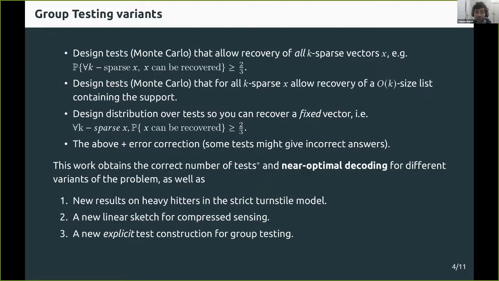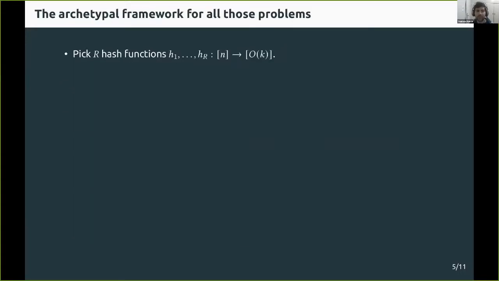We give a new linear sketch that greatly improves on previous linear sketches for compressed sensing. We give an explicit construction of tests for group testing, and so on and so forth. Because there's not enough time, I'm not going to talk about all the variants, or define things super formally. But the goal of this work is to take the correct number of tests and be order optimal in recovery time, or decoding time. Phrase it as you wish.